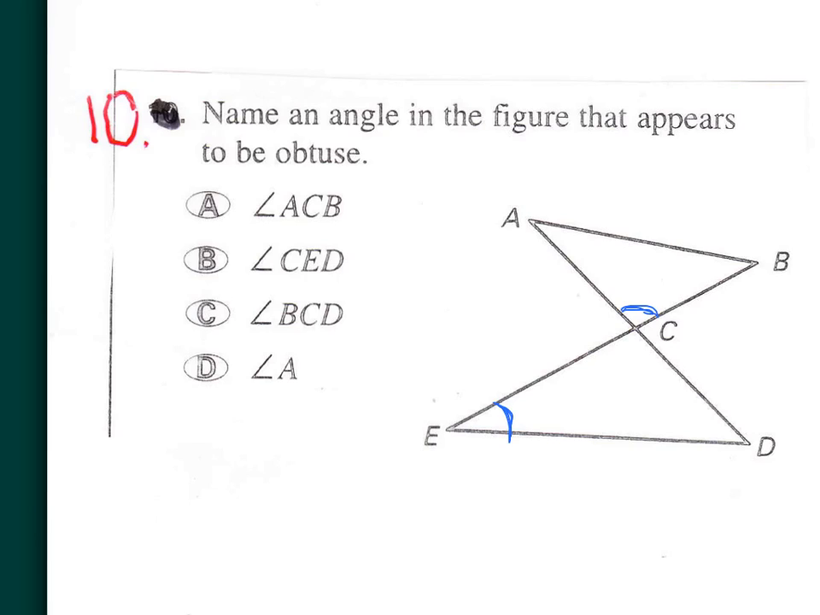Okay, and actually let me fix this. I'm going to write this a little different. So here's your choice for A. Here's choice B in this angle. Choice C is BCD. So BCD, that's right here. This is choice C right here on the outside. Or is it D, angle A, which would be right here? Okay. Which one appears to be obtuse?